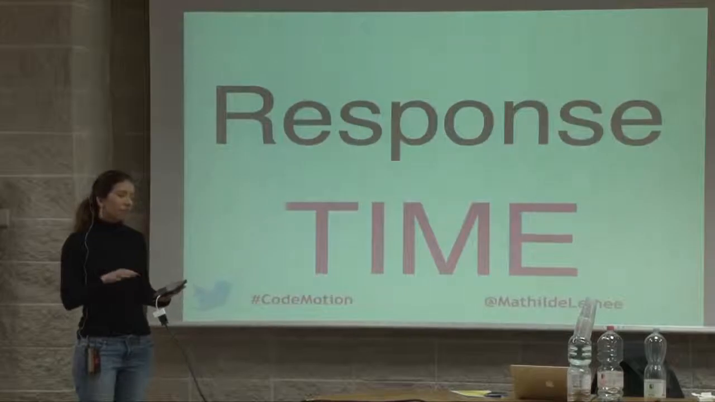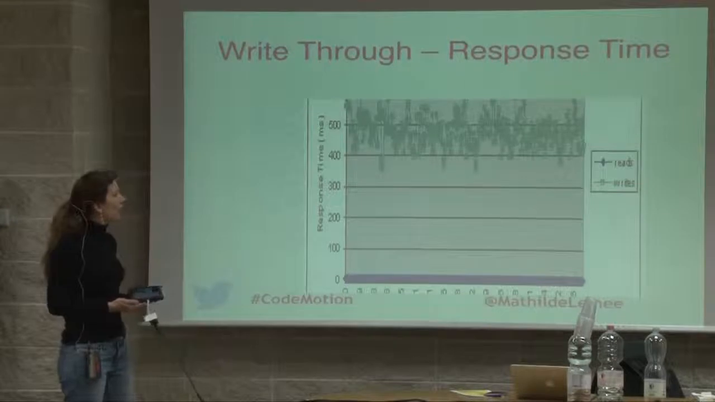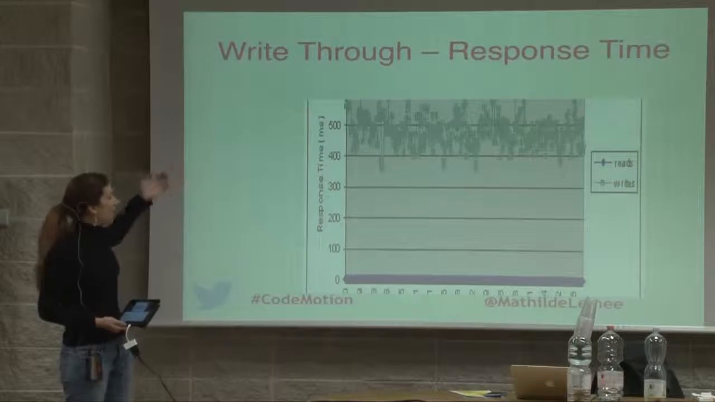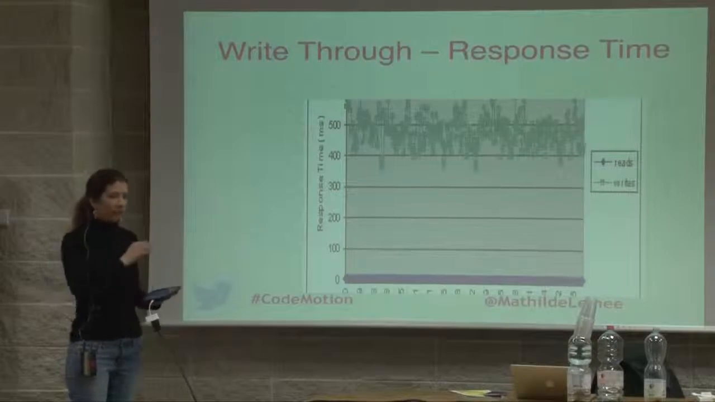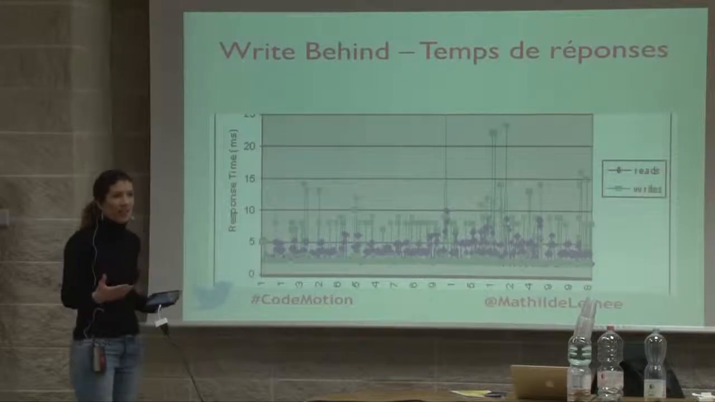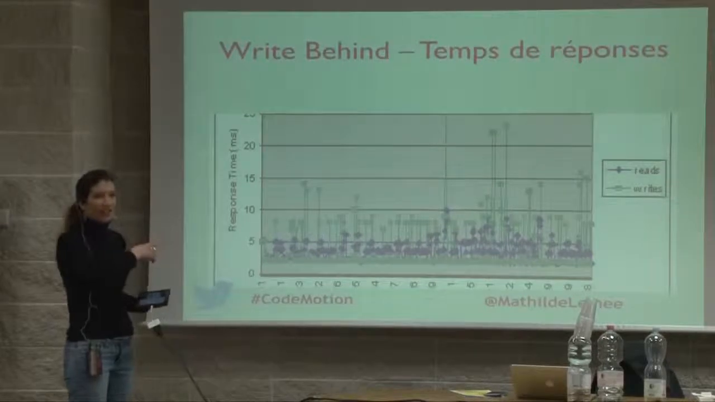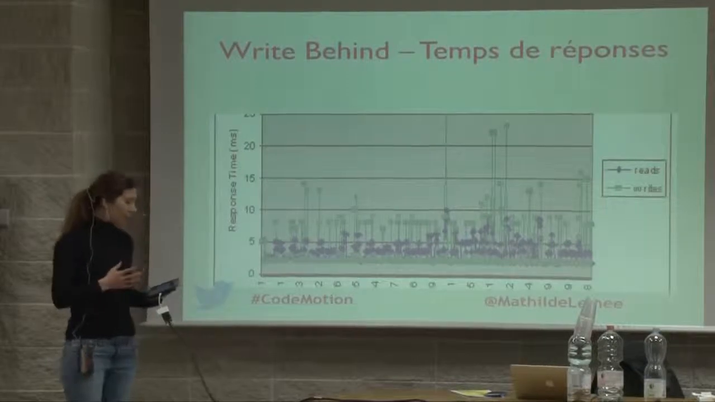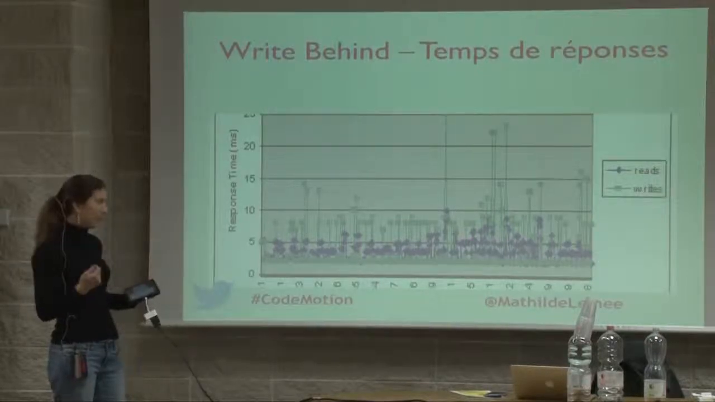Okay, so just to give you some numbers about response time. The reads are really fast, but that's normal. That's a cache. That's what we want. Let's say that, for example, the write takes 400 milliseconds with write through. Everybody understands that with write behind, because it's asynchronous, it is almost immediate. It's less than 15 milliseconds. So just because one is synchronous and the other is not, one will really be faster.